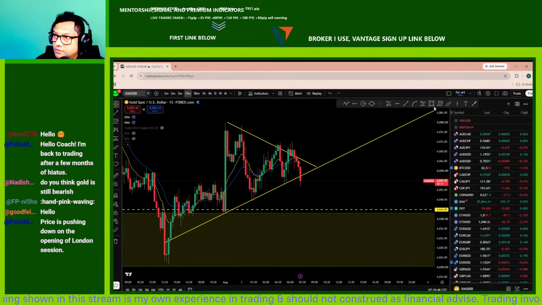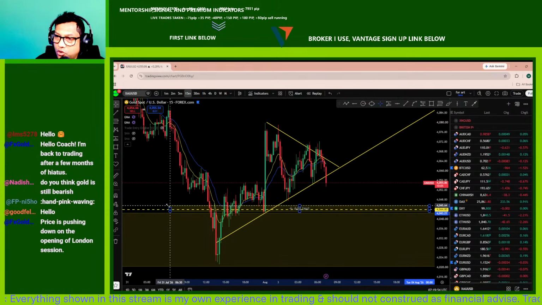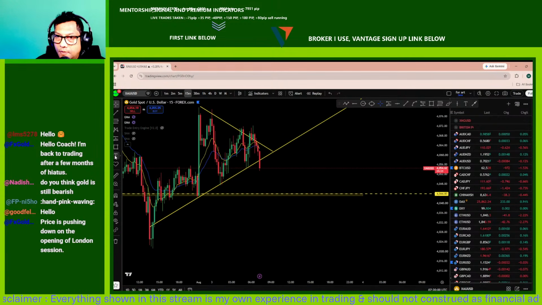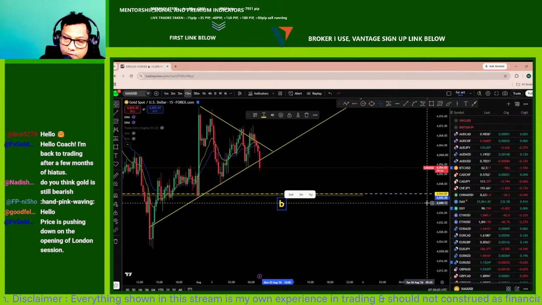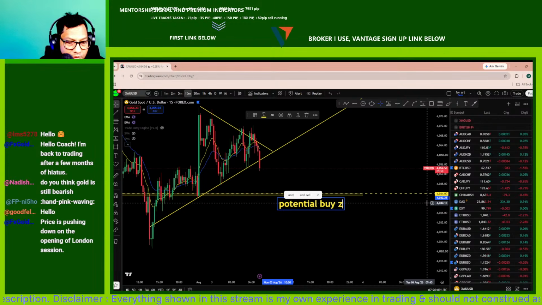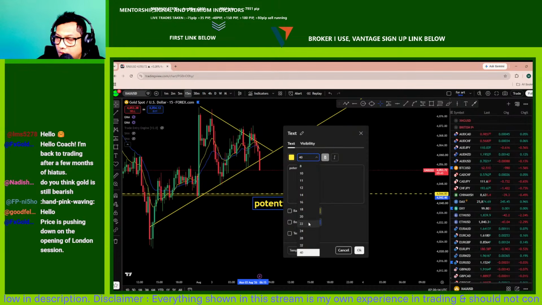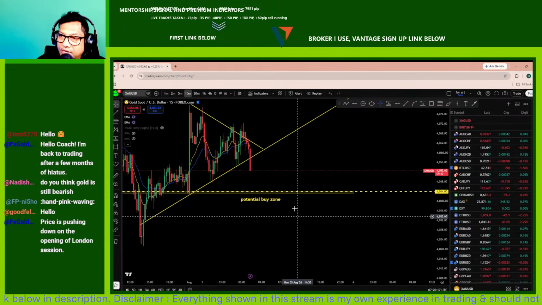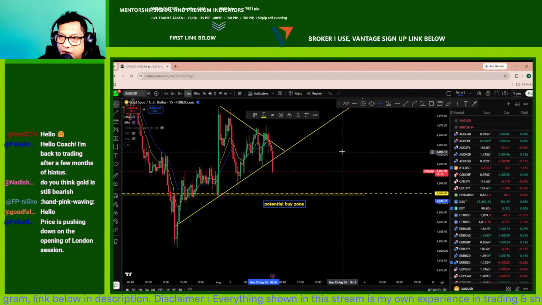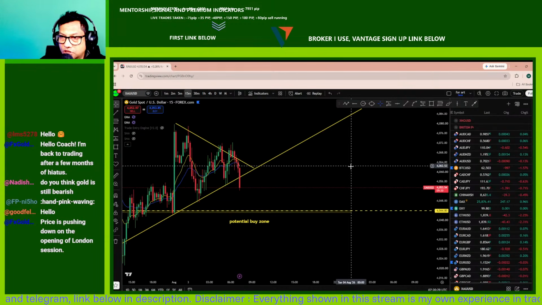The current daily support is here. So this is our potential buy zone if we see the price action reacting to that level. A potential buy zone for another wave of potential move back to the upside on gold. Price is pushing down on the opening of the London session here.